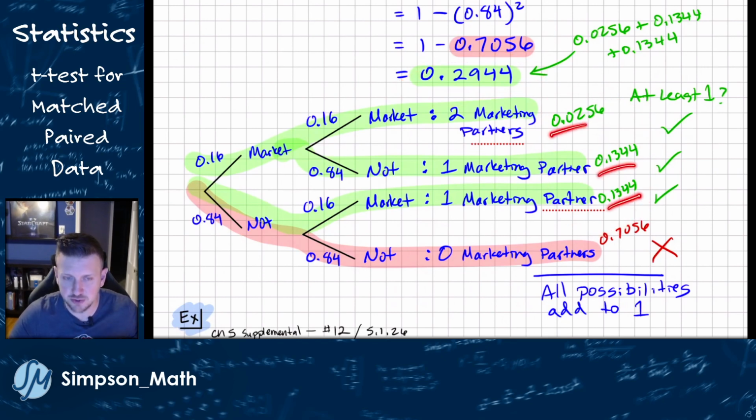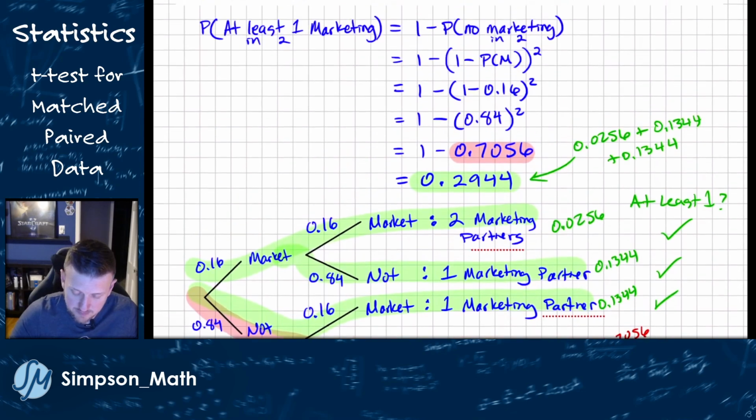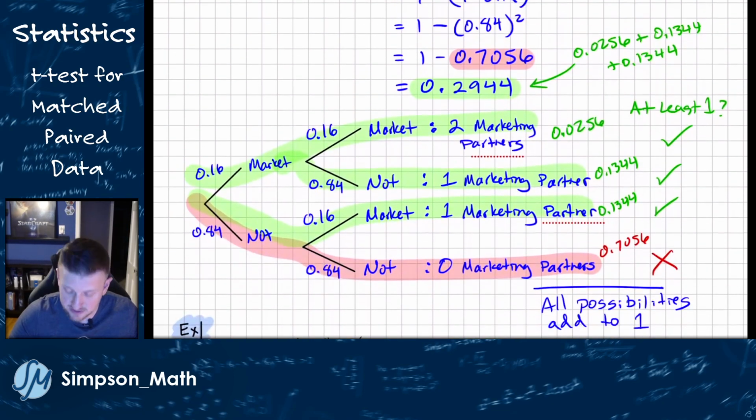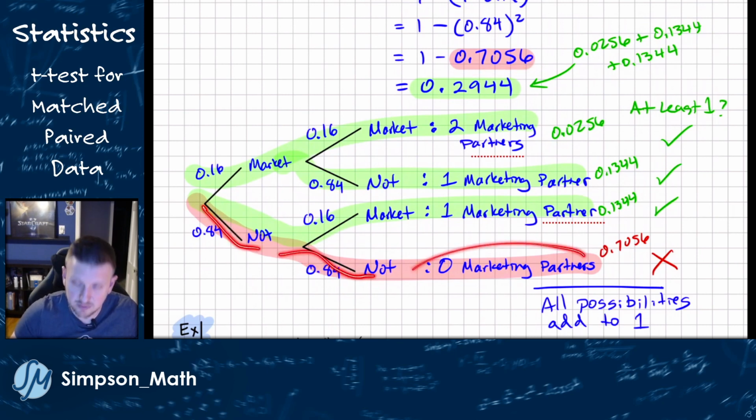As I just showed you, it's easier just to say 1 minus the probability of no successes. So 1 minus the probability of no marketing majors in 2 people. The probability that I don't get a marketing major is 84%. So 1 minus 0.84 to the second power. So notice this 0.7056, that's this path, my not-nots. So the likelihood of getting 0 marketing partners is about a 71% chance of happening.